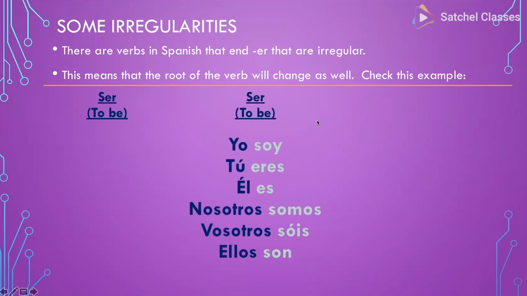But the most important one of all is ser. Ser is to be, is another version of to be. And look at that. Yo soy, tú eres, él es, nosotros somos, vosotros sois, ellos son. This is a very important verb in Spanish. It's a crucial verb that we need to learn and revise and practice a lot because we use it most of the time in Spanish and for many other things as well.